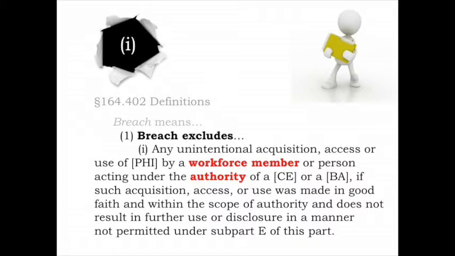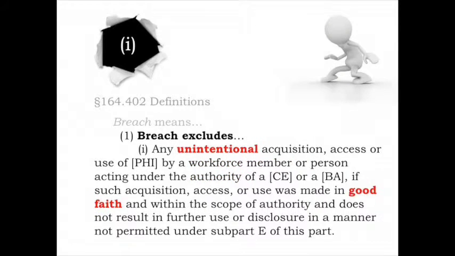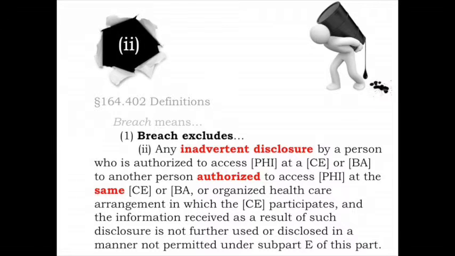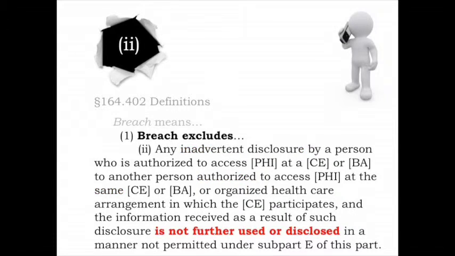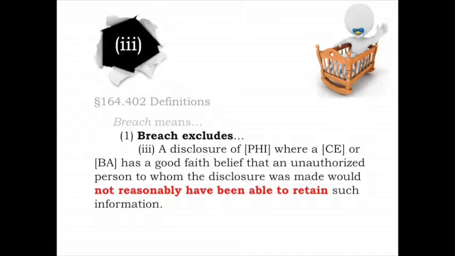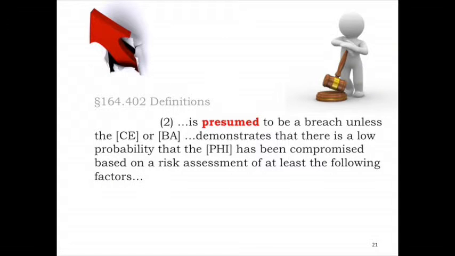Next, determine if the person was doing their job. Did they access PHI in good faith, or were they snooping? Determine if the worker disclosed PHI to anyone else. Did the person inadvertently disclose PHI within the same organization? If so, make sure there were no further disclosures. If PHI was disclosed to a person not authorized to see it, you should assess the person's ability to retain the information. If there's no exclusion, then a breach is presumed unless the 4-step analysis proves otherwise.